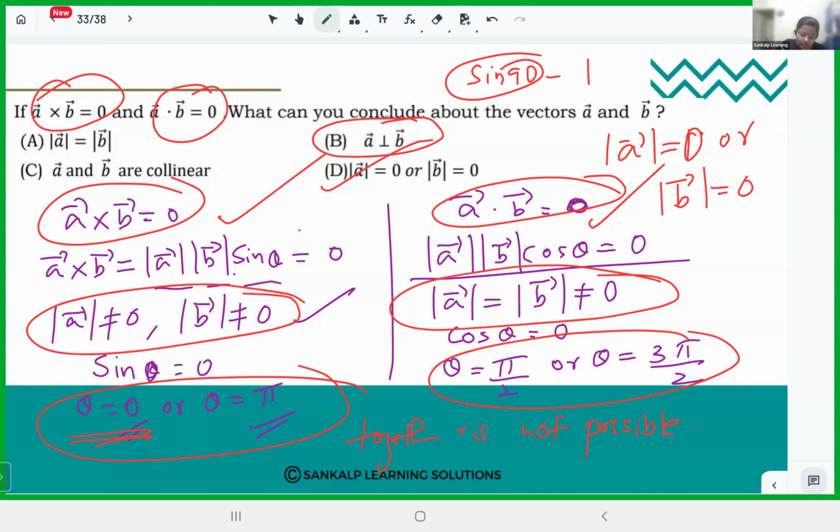And here the magnitude of A equal to magnitude of B. That is the first option. So is there any possibility that if the magnitudes of two vectors are equal, their cross product is 0 and their dot product is 0? It can never happen, right? We know that magnitudes of A and B are positive values, and it can never happen that A cross B and A dot B are equal to 0.